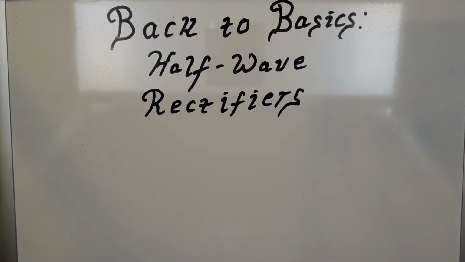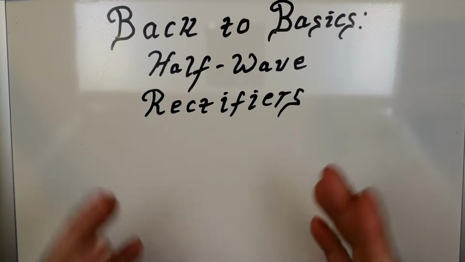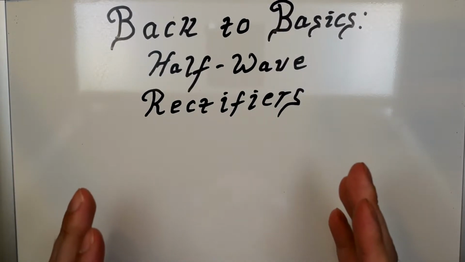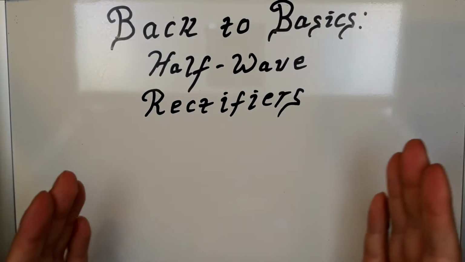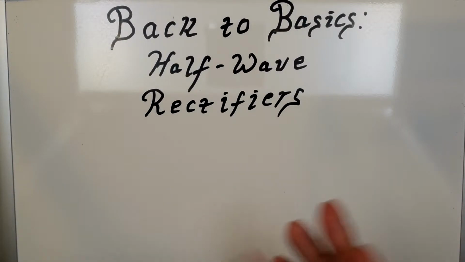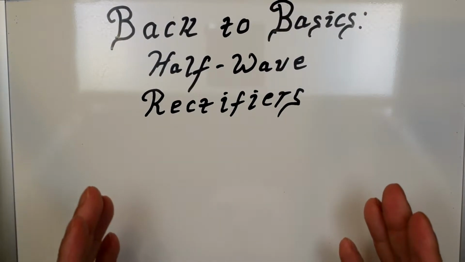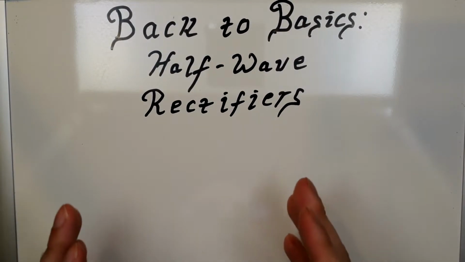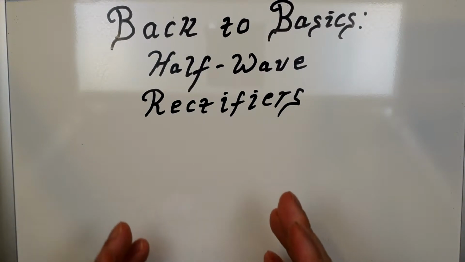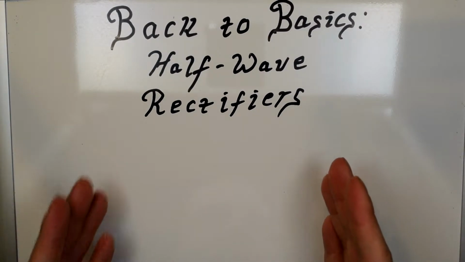Today we're going to be having a look at half-wave rectifiers. Now we just finished talking about a bunch of different types of diodes. Now I'm going to start working into what we can actually use these diodes for. And one of the most basic circuits that you can use a diode in is the half-wave rectifier.